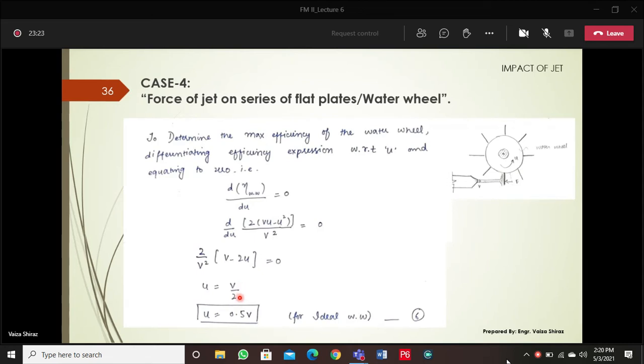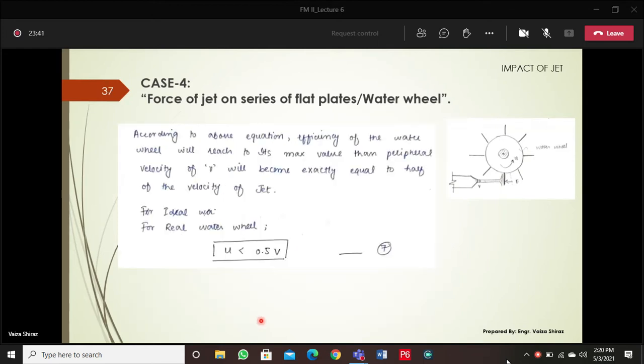It means that if 50% of the jet velocity is converted into the peripheral velocity, you will get the maximum efficiency. Okay, so this is the theoretical background for this, that your U should be 0.5 times V. Now this is for the ideal case. For the real case, you will have the friction. You will also have the effect of all the other assumptions which you have considered over here. So in the real case, your U will not be exactly equal to 0.5 V. It will be less than this.